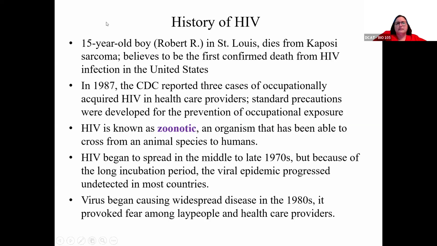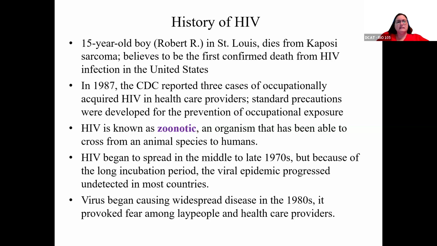So in 1987, the CDC reported 3 cases of occupational acquired HIV in healthcare providers. Occupational acquired means they acquired it while they were at work doing what their occupation was, okay? And again, these were healthcare providers. This is when standard precautions were developed to prevent the spread of diseases per occupational exposure. So this was to prevent exposure, or you getting sick or getting this disease while you are working.